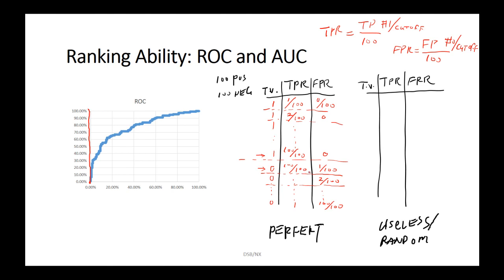And then the y-axis stays as 1, but the x-axis starts to increase by increments of 1 over 100. Therefore, it should go this way. And that's why a perfectly ranking model should produce an ROC curve that goes up and across, resulting in an AUC value of 1.